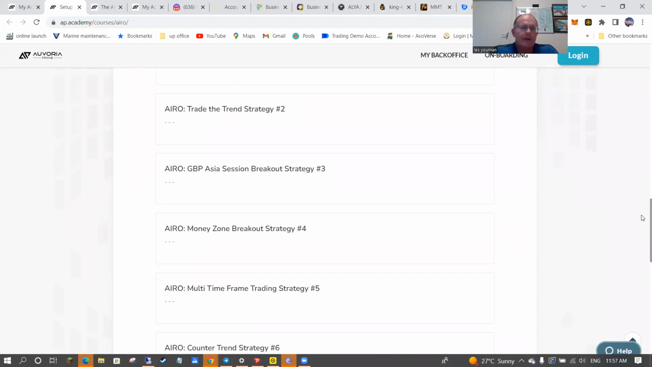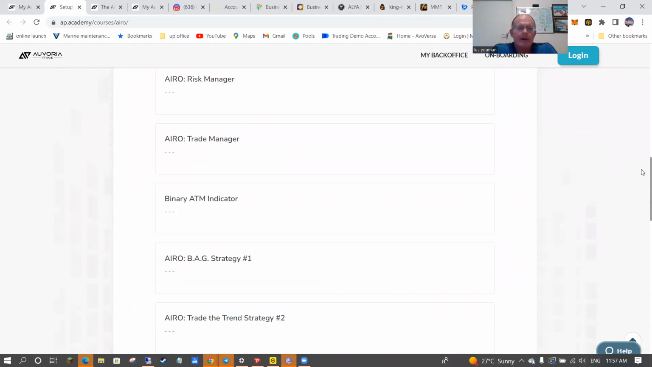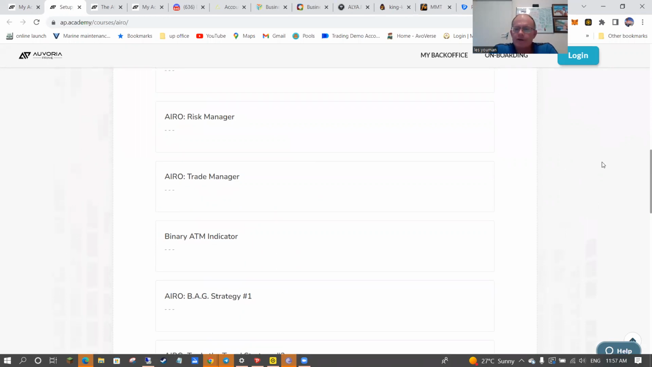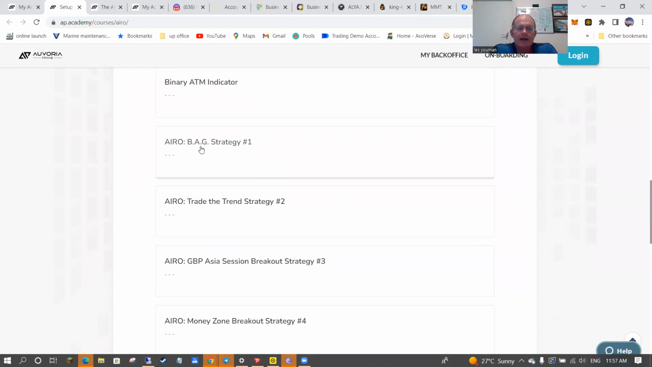So just quickly, I'm back in my Auvoria Prime account, on what we were just looking at before, where the trade manager is, and we've got the BAG entry that I just talked about. That's the number one strategy, the BAG strategy, where it bounces off support and resistance. You get the arrow. If you've got enough room, you go for the trade, BAG.